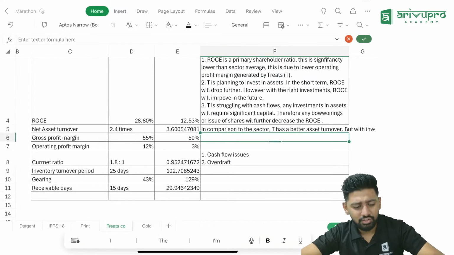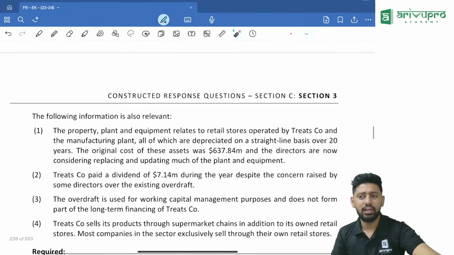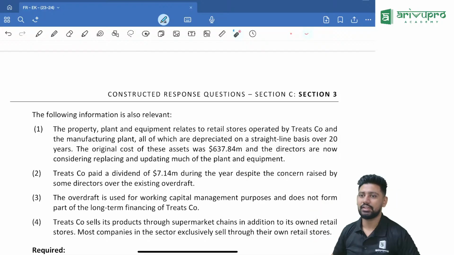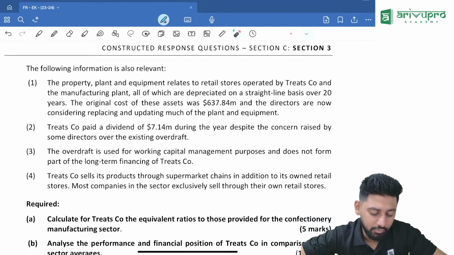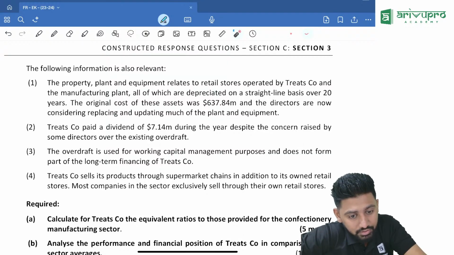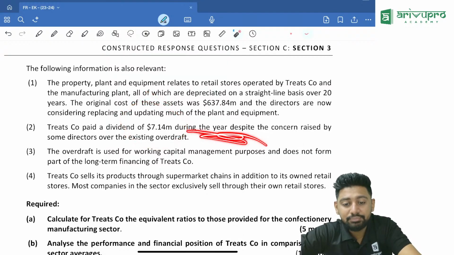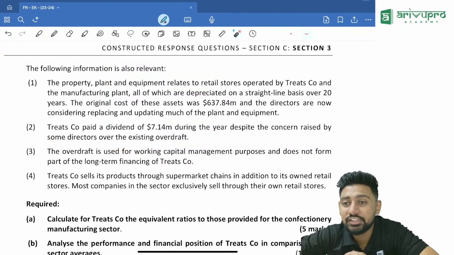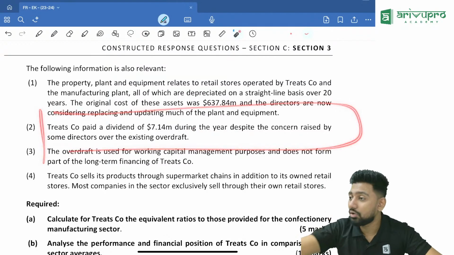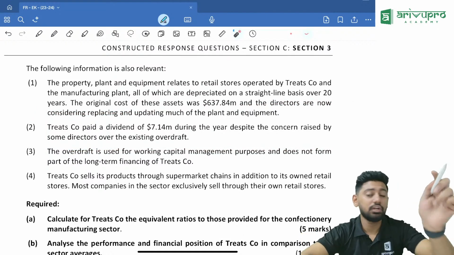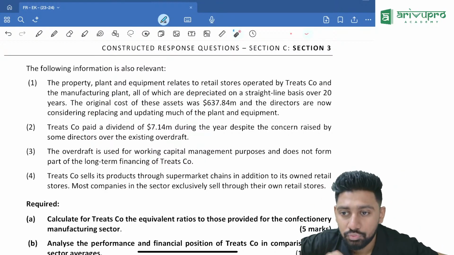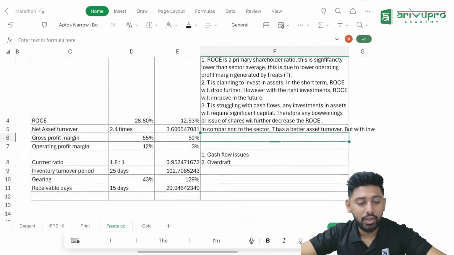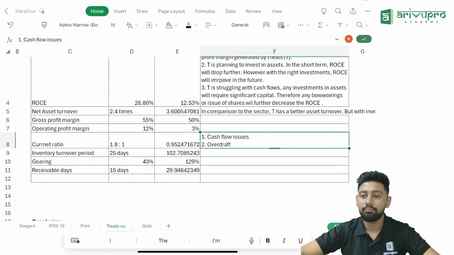Now, guys, you can see I've not even read the entire question. I just took only one point and I'm building my answer. I'm framing my answer. T paid a dividend of 7.14 million during the year, despite the concern raised by some directors for the existing overdraft. Some directors came and told you, hey, look, don't pay dividends. But you said, no, I'm going to pay dividends. Do you think it is a right move or a wrong move? Wrong move. Where could I plug in my cash flow problem? I can plug in here.